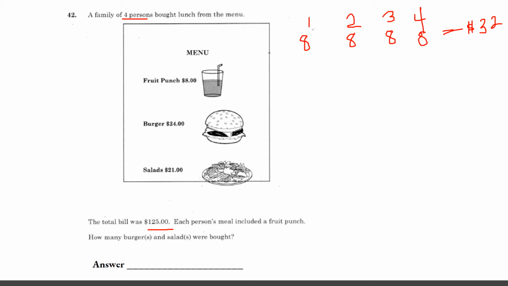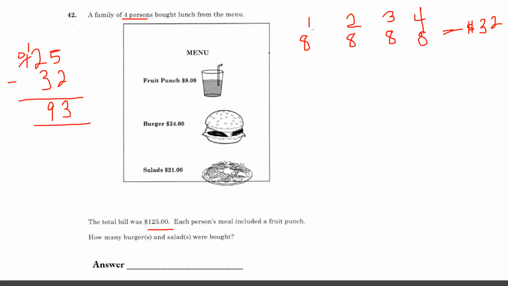Out of this 125, I'm going to subtract. We are using the information that they gave us. 125, take away 32. 5 take away 2 is 3. We need to take one from this one. 12 take away 3 is going to give us 9. So we have $93 remaining.